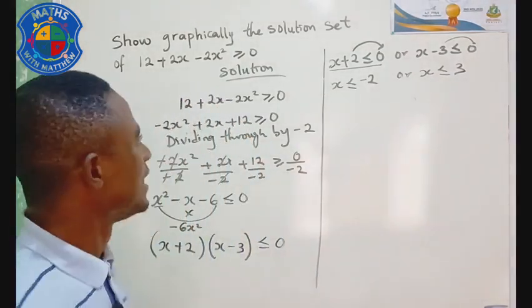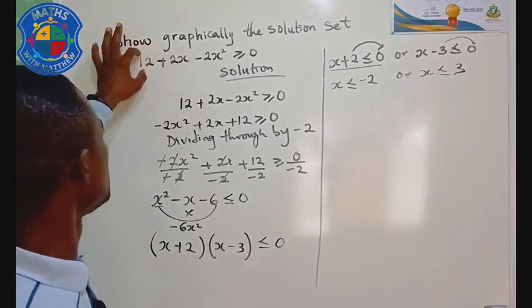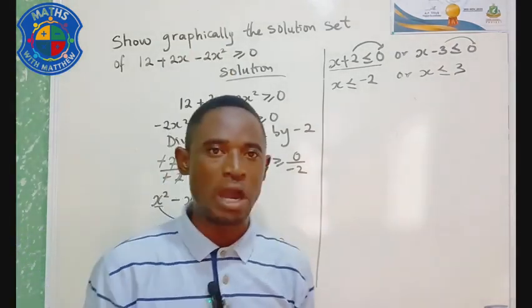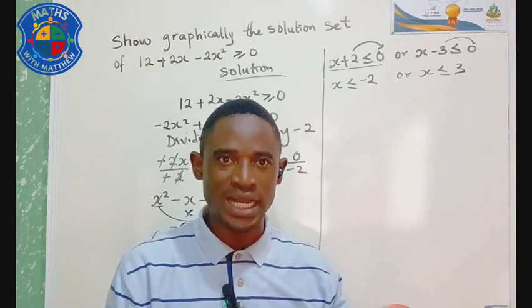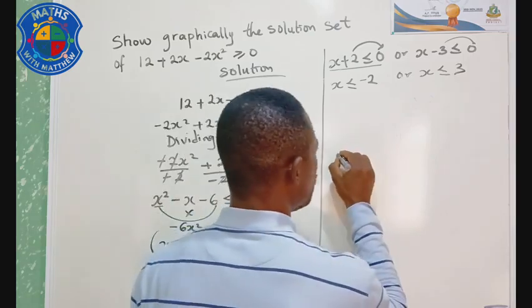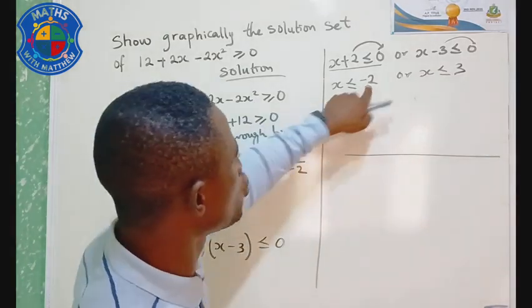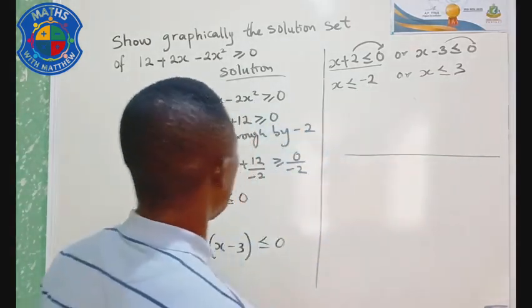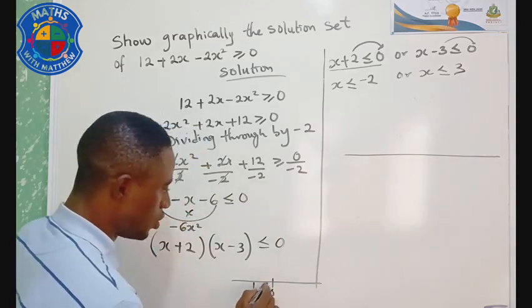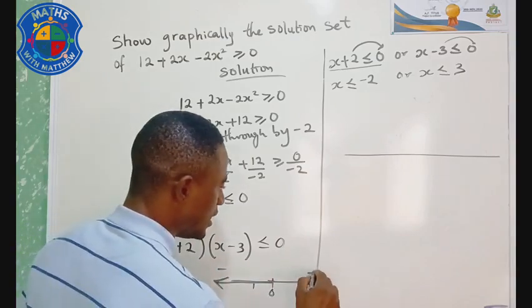The next thing is to draw the number line and show the area which will satisfy this inequality. We're now going to do our test to know which area is going to be satisfied. The first thing we need to do is draw your number line. What we have here is minus 2 to 3. On a number line, we have 0, then to our left-hand side is negative, to our right-hand side is positive.